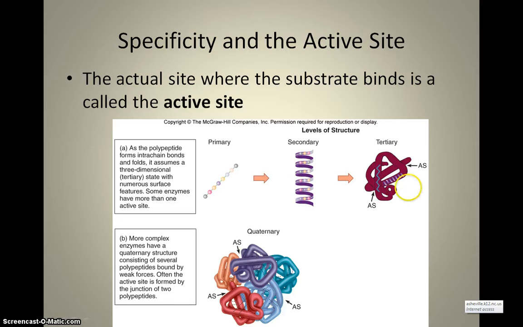The tertiary structure is when those alpha helices you see here or beta pleated sheets start to fold over one another. And as they fold over one another, they create these sort of pits and grooves that are active sites. That's what the AS means. And this is the tertiary structure of a protein.